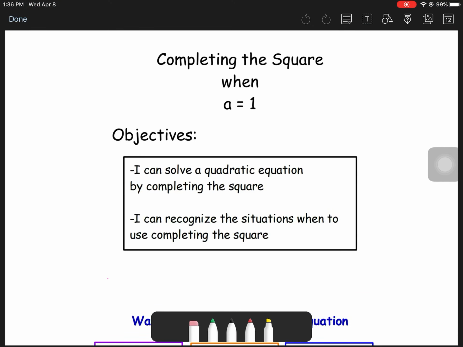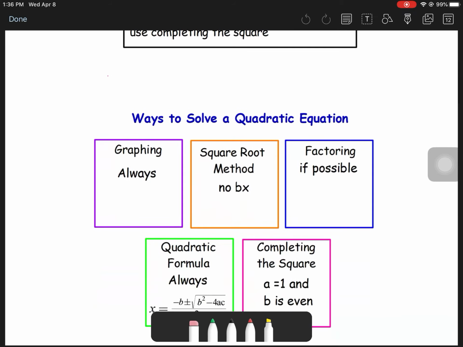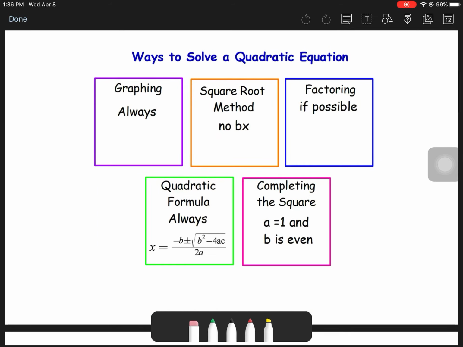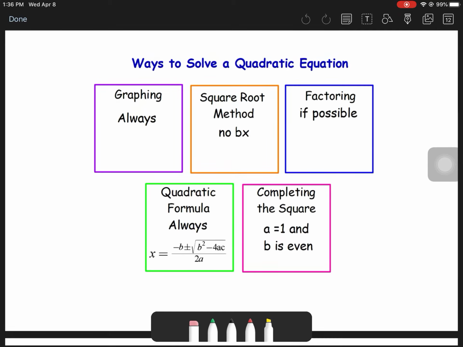So in this lesson, we're going to learn about a new way to solve a quadratic equation, and this is called completing the square. So far, the ways that we've learned to solve a quadratic equation is that we can always graph, and that is because remember that the solutions are the x-intercepts, or where does the graph cross the x-axis. Does take time, sometimes harder if there are fractions or decimals.